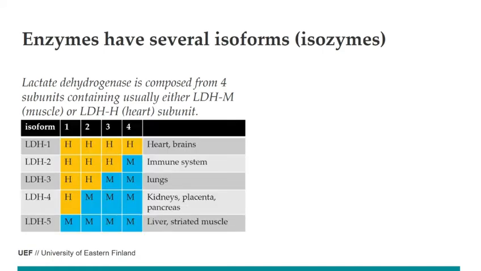So in your heart or your brain, you have an isoform with 4 heart type subunits. And then in the liver or striated muscle, you have an isoform with 4 muscle type subunits. But then we also have these combinations. In the lungs, we have an isoform with 2 heart type and 2 muscle type subunits.